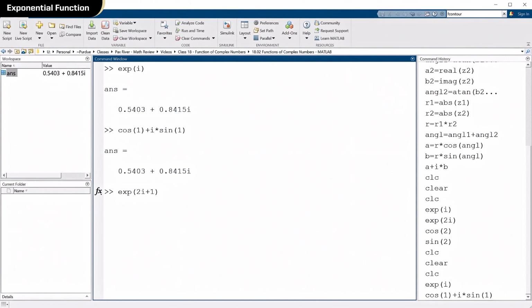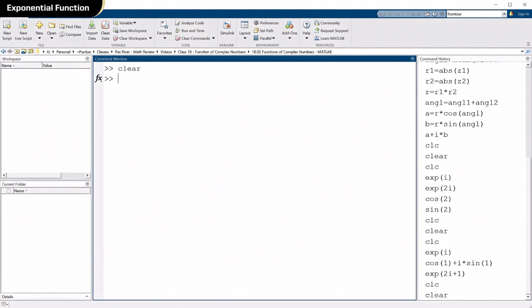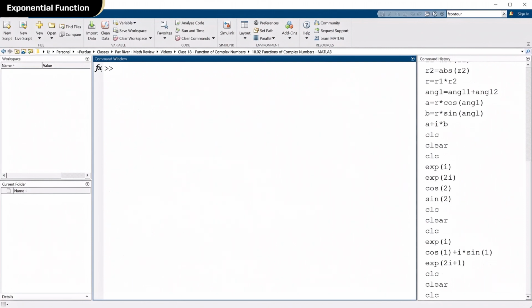Can I do that? Sure. So remember, complex numbers are still just numbers, whatever other properties they may have, and e, whatever other properties it might have, is also just a number. So I can raise e to any complex power I want, and it'll still work. It's just basic mathematics. I'm going to clear the command window here. Let's clear the workspace as well.